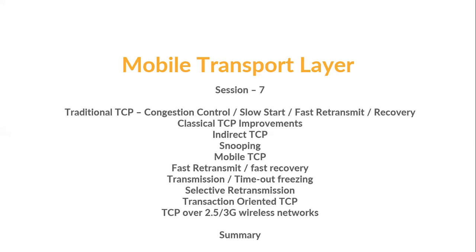Okay. So these are the topics we'll be discussing. First, we'll try to understand how traditional TCP works in terms of congestion. When congestion occurs, how traditional TCP handles it through slow start, fast retransmit, or recovery. And then we'll discuss several classical TCP improvement techniques to support mobility, like indirect TCP, snooping TCP, mobile TCP, fast retransmit and fast recovery, transmission or timeout freezing, selective retransmission, and transaction oriented TCP. All these we'll discuss under classical TCP improvement techniques.